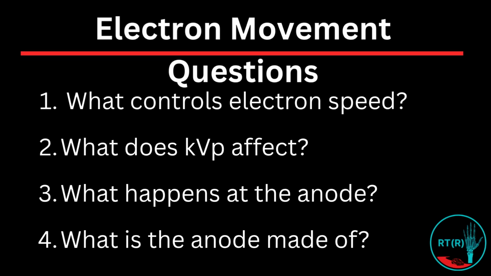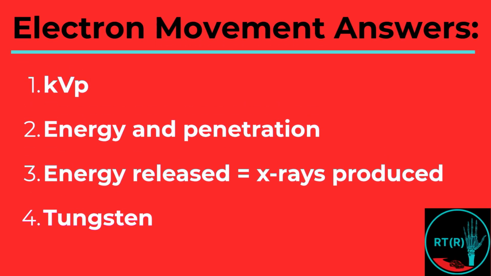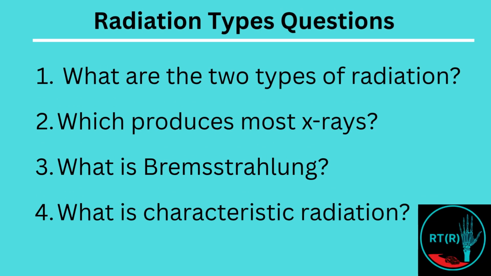Next set of questions. What controls electron speed? What does kVp affect? What happens at the anode? What is the anode made of? And let's check your answers. What controls electron speed? kVp. What does kVp affect? Energy and penetration. What happens at the anode? Energy is released and converted into X-rays. What is the anode made of? Tungsten.